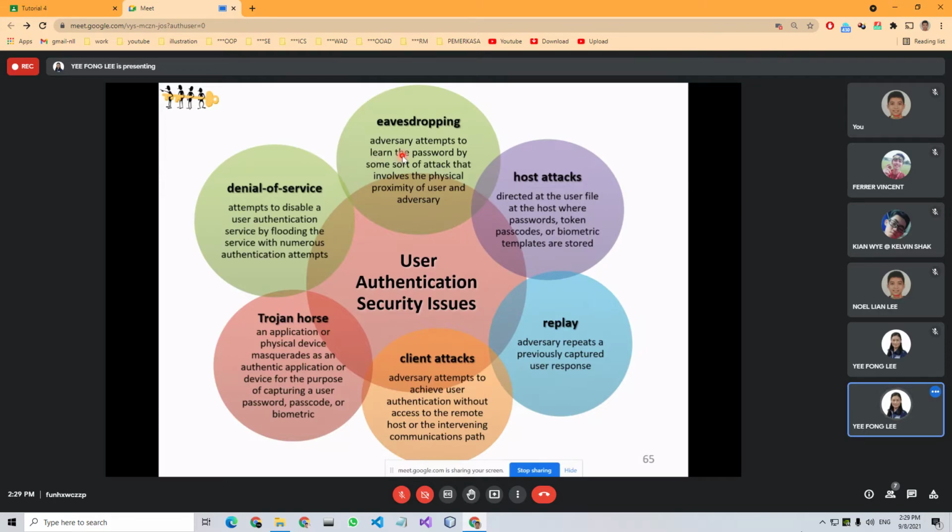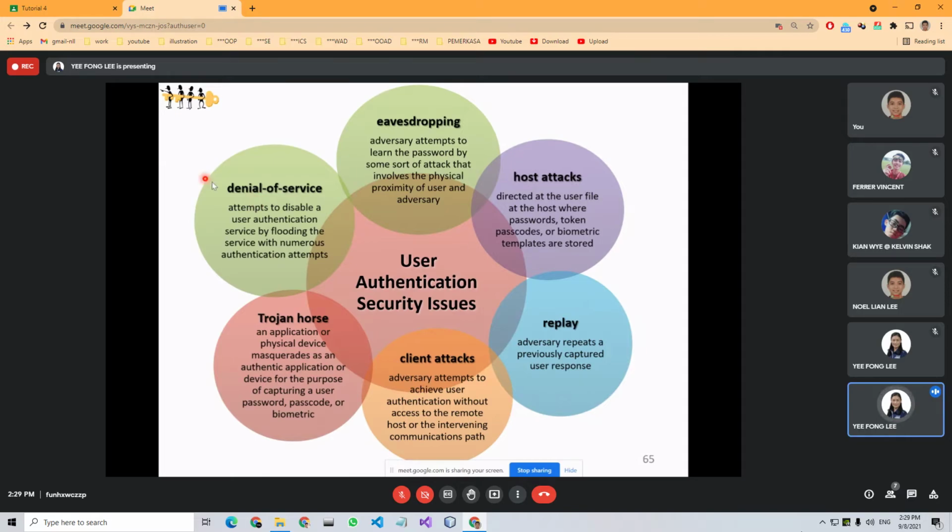For eavesdropping, let me look at the explanations here. It refers to the attempt to learn the password by observing the communication channel. So this one we learned before, so I skip to denial of service. Remember denial of service, the type of attack might disable the user authentication service. They might flood the service with numerous authentication attempts.